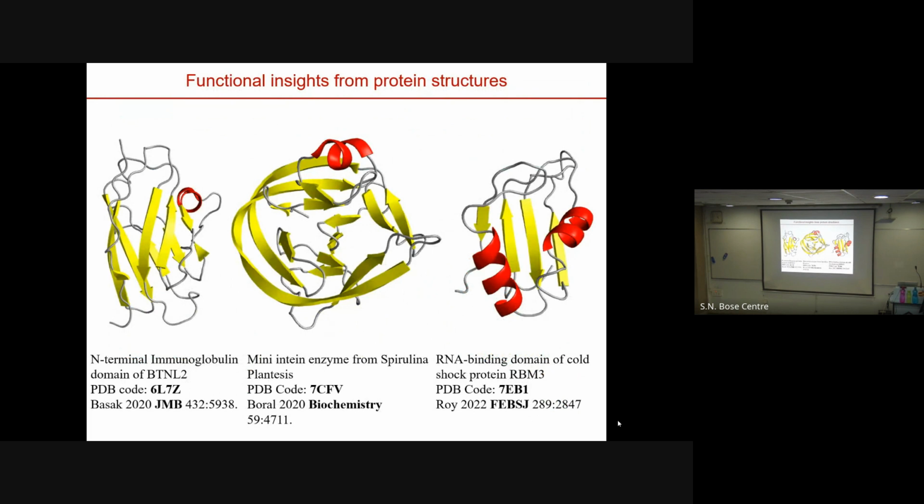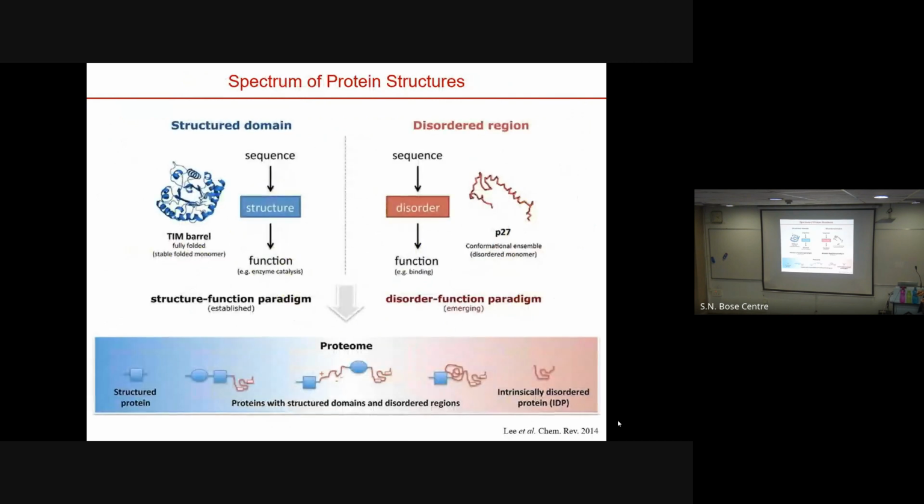Right. So, as Suman said, my lab is a structural biology lab, and I use NMR spectroscopy to look at protein structures. In the past few years, we have solved structures like this. Right? So this is typically what we structural biologists do. But beyond that, we also started looking at proteins which have these long disordered regions, right? And I'll show you what I mean by that.